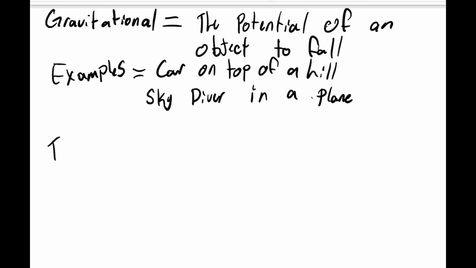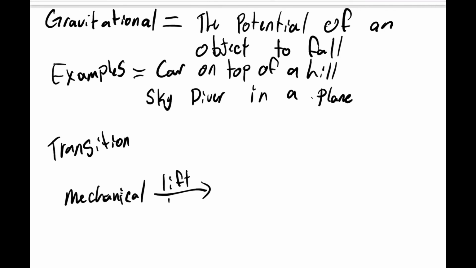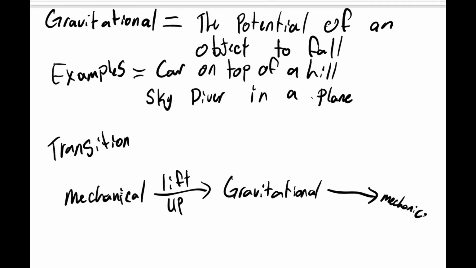Okay, transitions. There's only one transition that can occur for gravitational energy. Gravitational energy always occurs because of mechanical energy, meaning that you can't gain gravitational energy without moving. We're going to say lift up. That goes to our gravitational, and then that can transition back into mechanical as something falls. And that's really gravitational energy, it's that simple. That's the only transition that can occur.